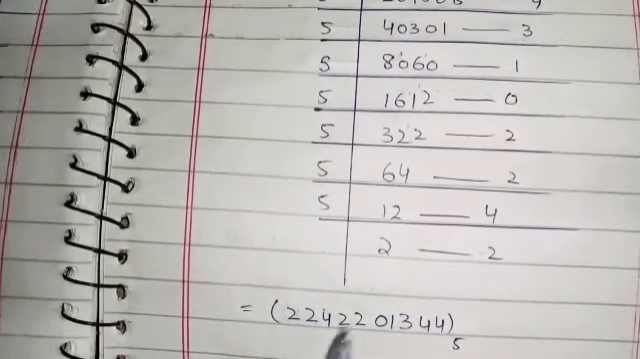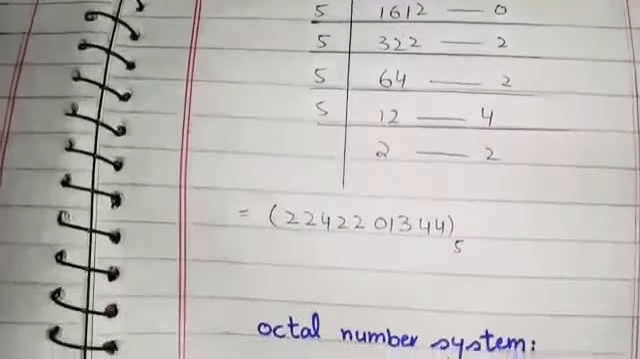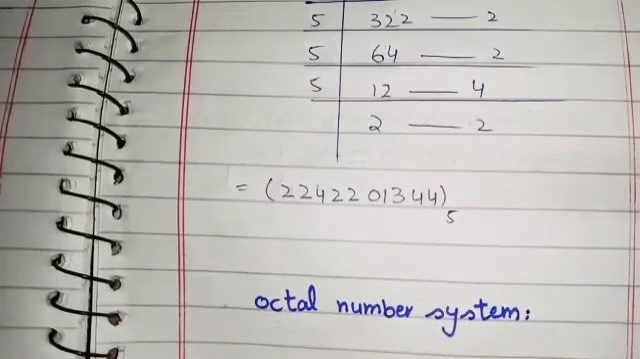So in base 5 number system we have our answer 224220134 with base 5. Now students, let's convert the number into the octal number system.